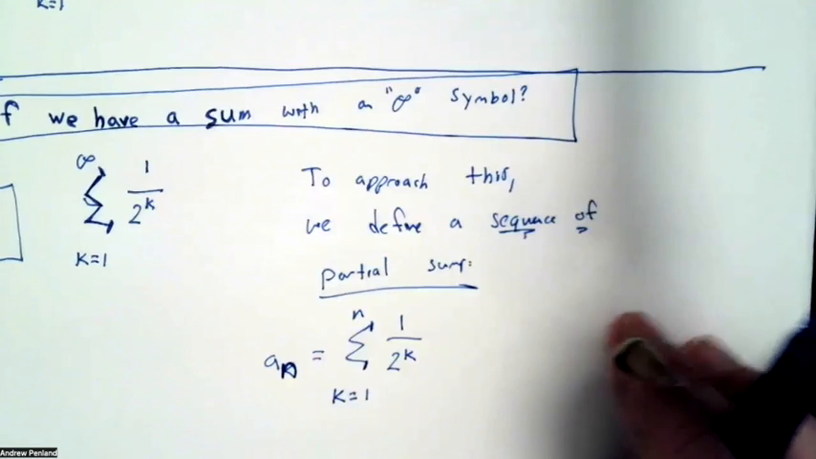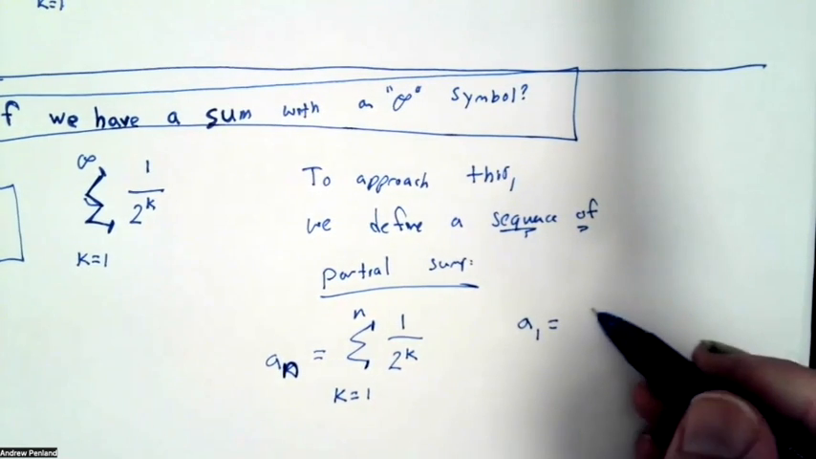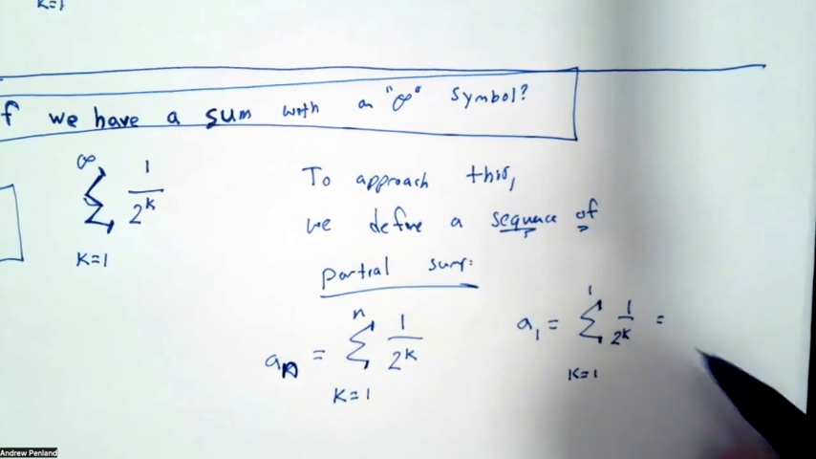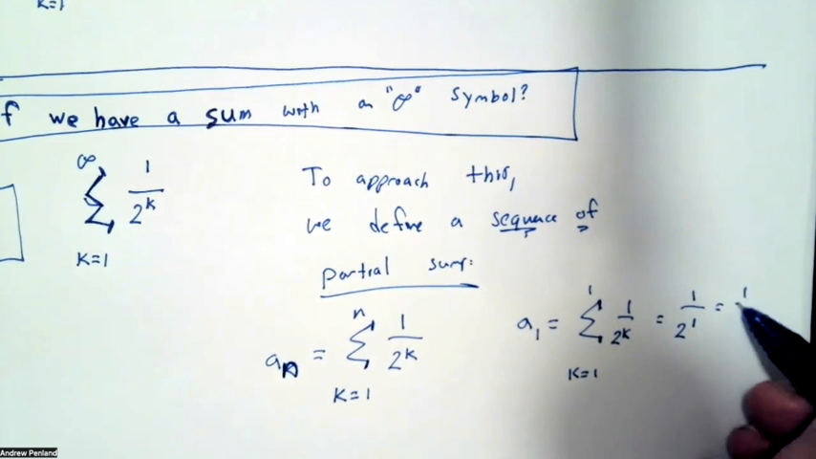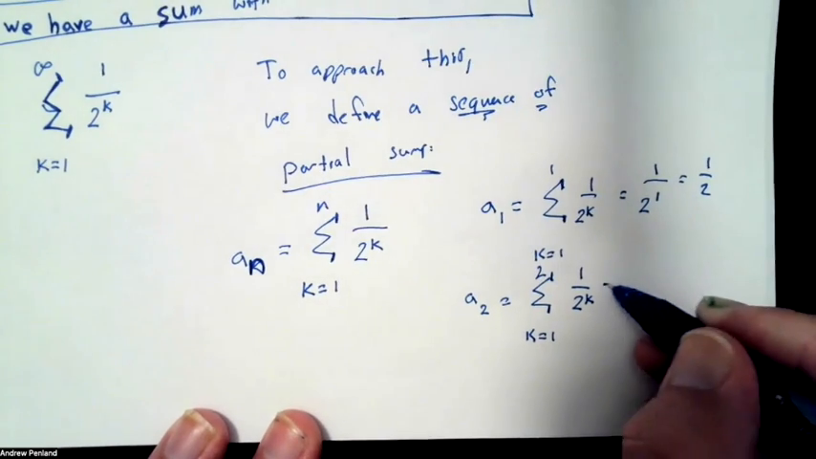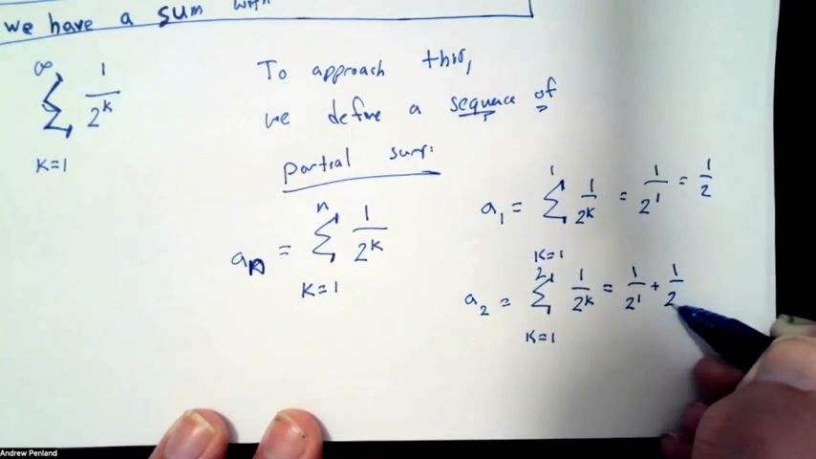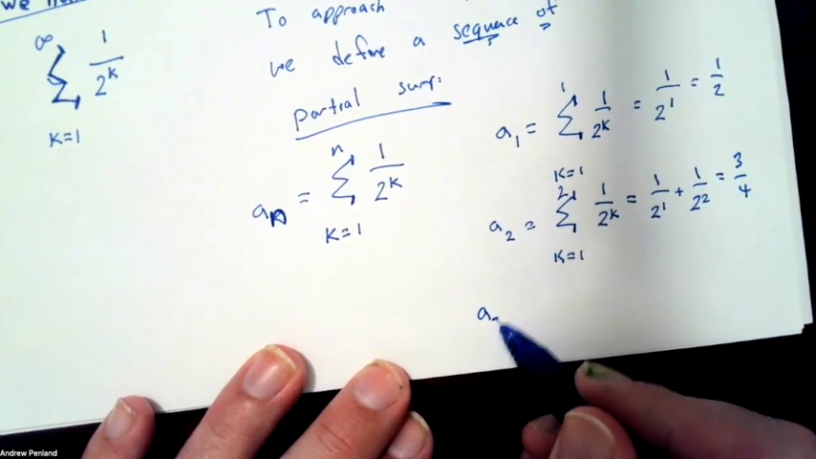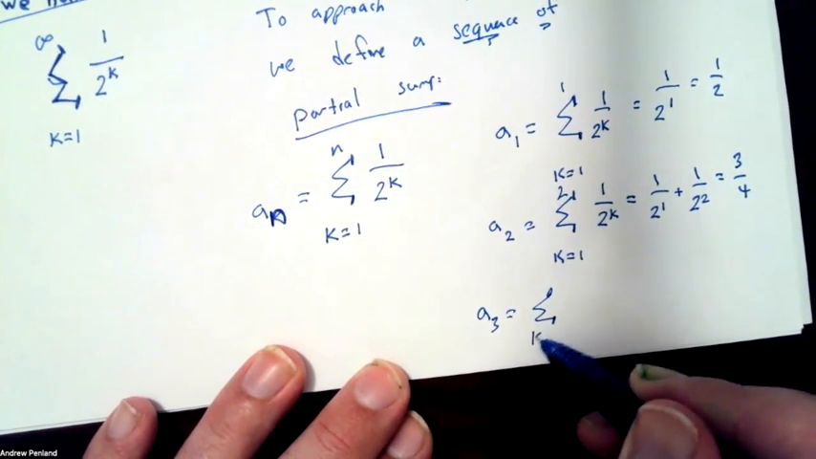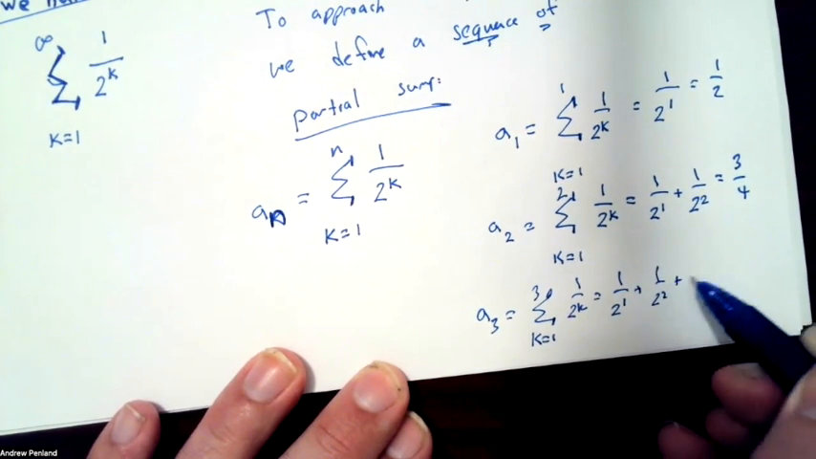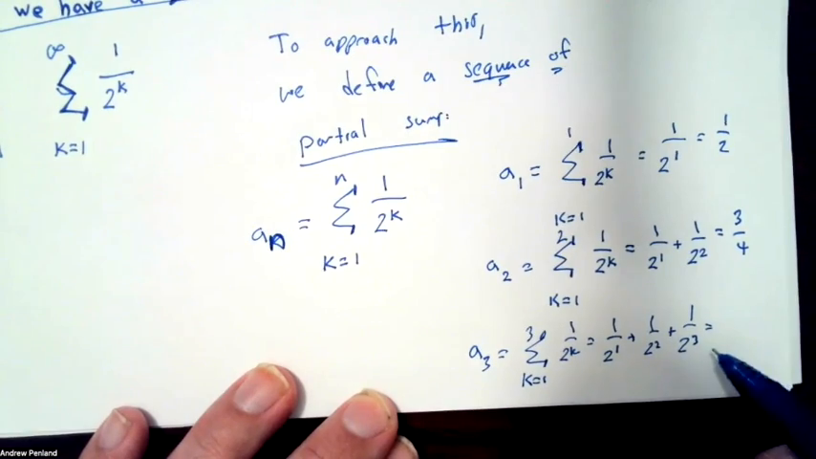So this is a sequence because if I plug in a number, for instance, a sub 1 would just be the sum from 1 to 1 of 1 over 2 to the k, which would be 1 over 2 to the 1, which would be 1 half. And if I look at a sub 2, this would be 1 over 2 to the 1 plus 1 over 2 squared, which would be 3/4. And a sub 3 is the sum from k equals 1 to 3 of 1 over 2 to the k, which is 1 half plus 1/4 plus 1/8, which is 7/8.